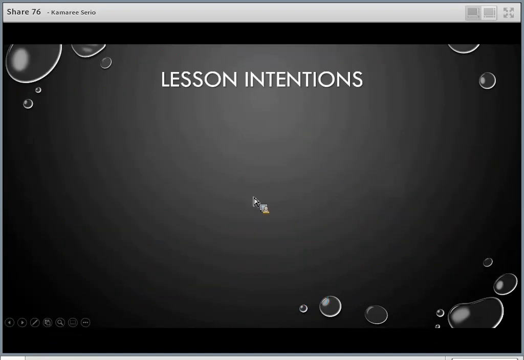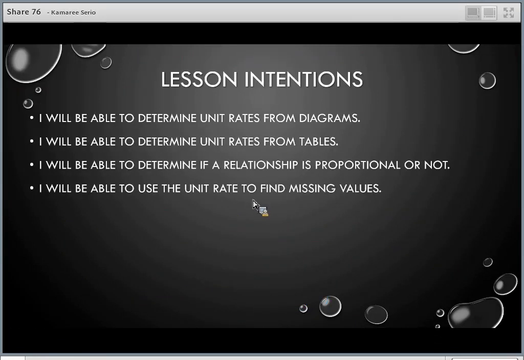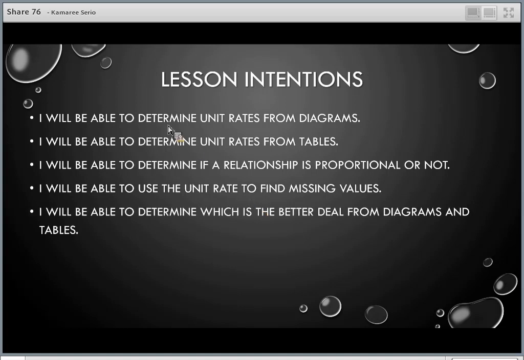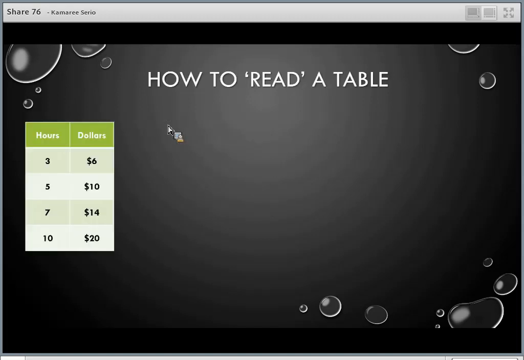All right, so lesson intentions. I'll be able to determine unit rates from diagrams and tables, be able to determine if the relationship is proportional, be able to find the unit rate to find missing values, and be able to determine which is a better deal. So kind of similar to last week, we're working with unit rates, but now instead of with graphs, we're going to be doing it with diagrams and tables.